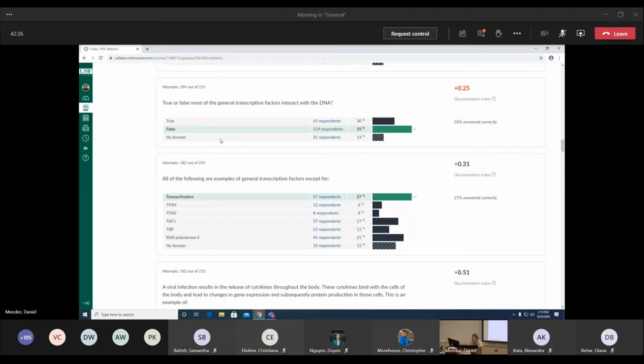So if I were you, I would go through and make a list. What are the general transcription factors? What are the specific factors? What is their action? And are they binding to the DNA, yes or no? Because he will test you on if they're general or specific, and he will test you on if they're binding to the DNA or not. So make sure you know that.